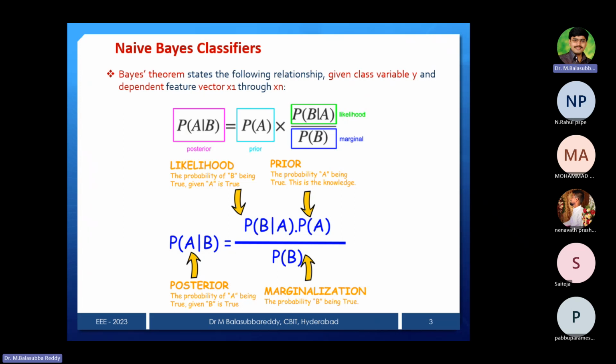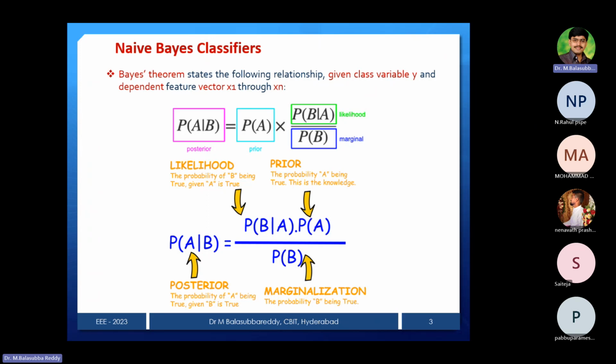And P(B|A), the probability of B given A, is the likelihood, meaning the probability of B being true given A is true. Similarly, for the posterior you can see the probability of A being true given B is true, whereas here the likelihood is the probability of B being true given A is true.